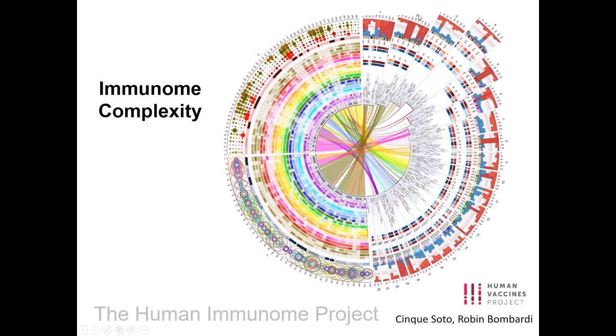And we started representing these VDJ combinations so we can understand how complex a person's repertoire is. And there are tens of millions of clonotypes, and for some of those clonotypes, we've seen as many as 60,000 somatic variants for a single lineage. So the human immune system, even at one time point, is incredibly complex and very diversified.